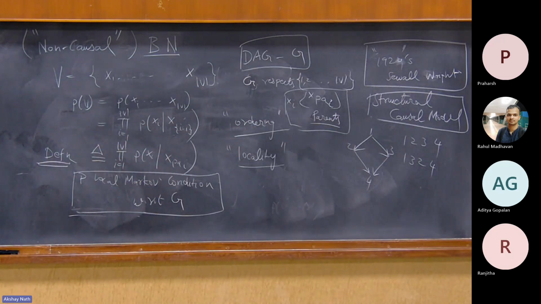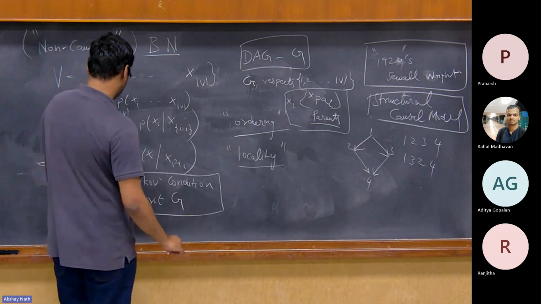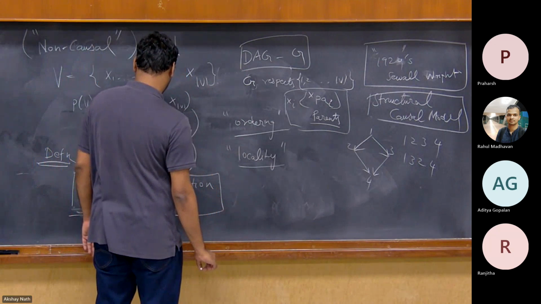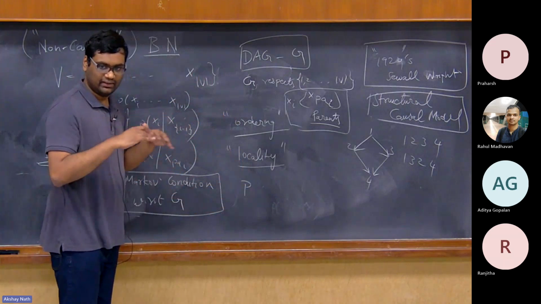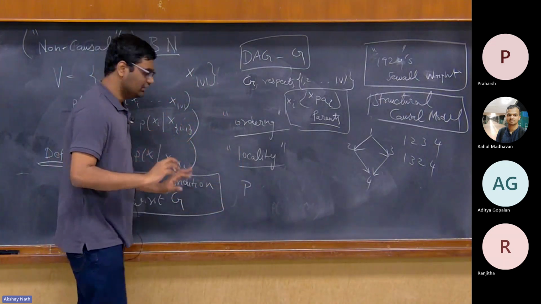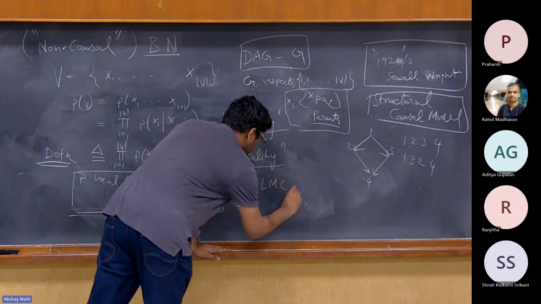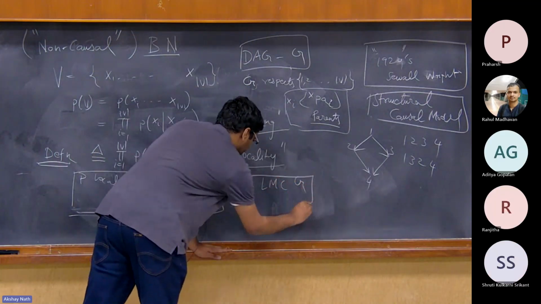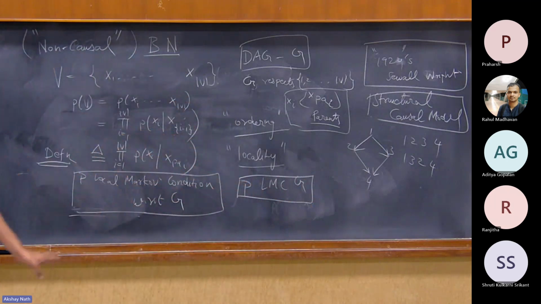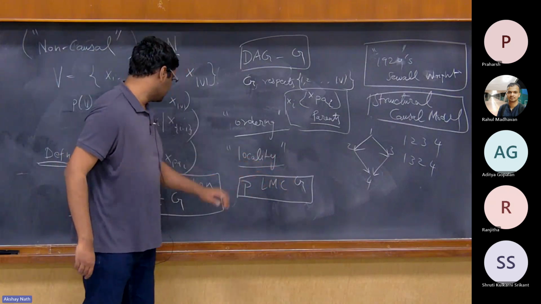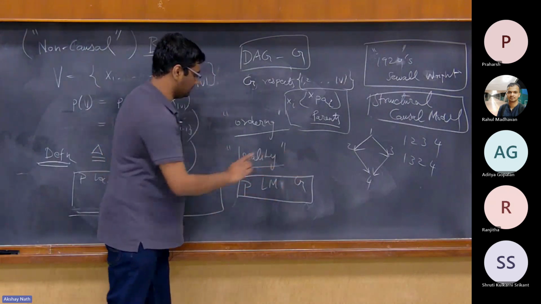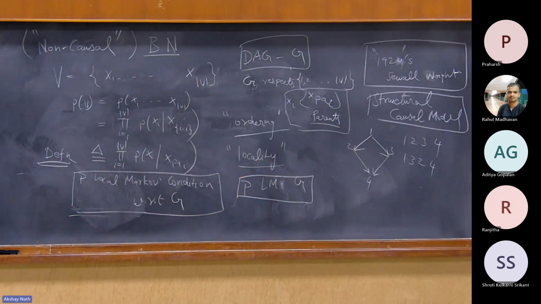Okay. Now, what's the first implication? We just use shorthand notation. We'll use it again many times, probably in the next few lectures. So P is LMC with respect to G. This is what I'm going to write. This is a relationship. So the probability distribution is going to be locally Markov with respect to G. And I mean this factorization. I don't mean anything else.